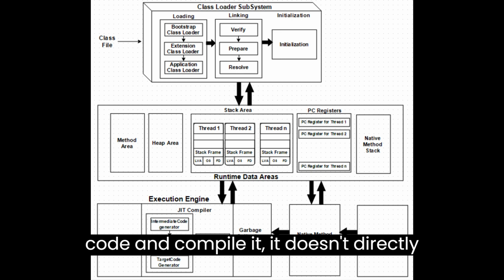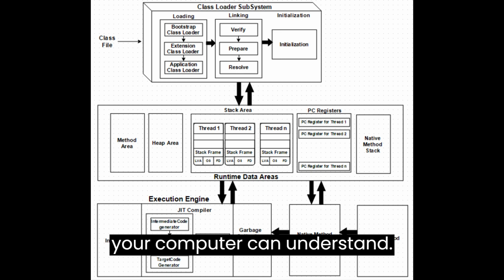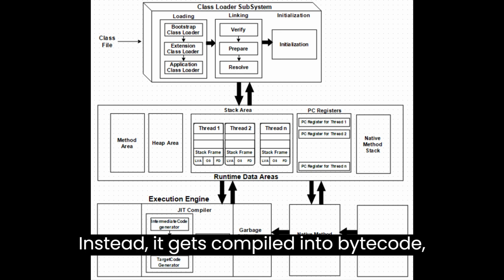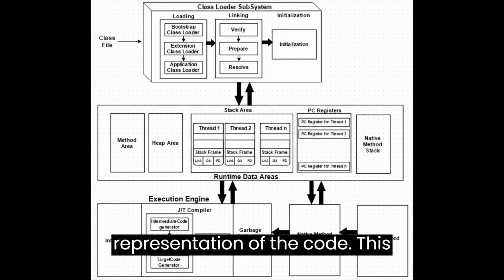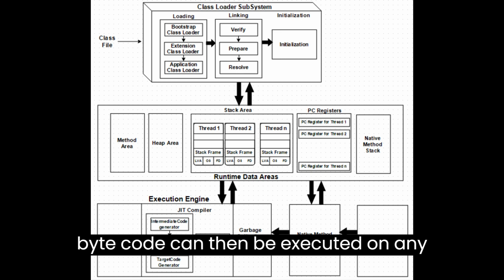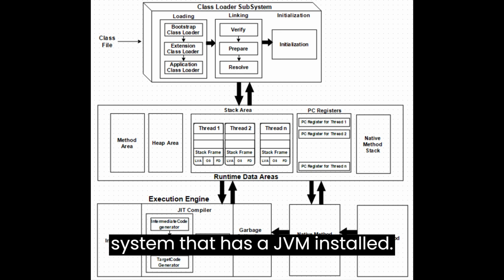When you write Java code and compile it, it doesn't directly get translated into machine code that your computer can understand. Instead, it gets compiled into bytecode, which is a platform-neutral representation of the code. This bytecode can then be executed on any system that has a JVM installed.